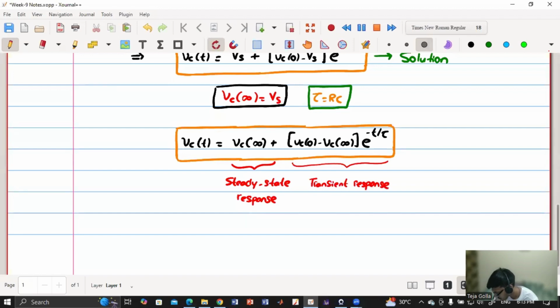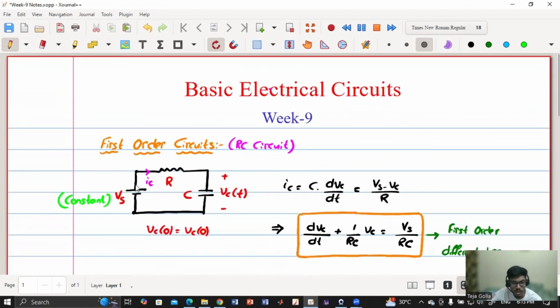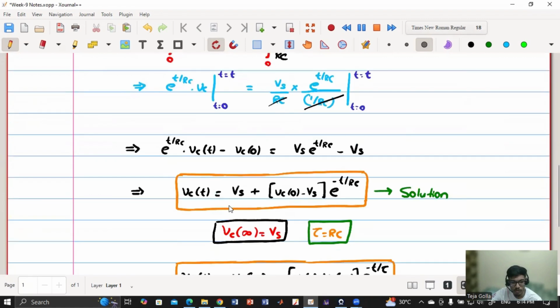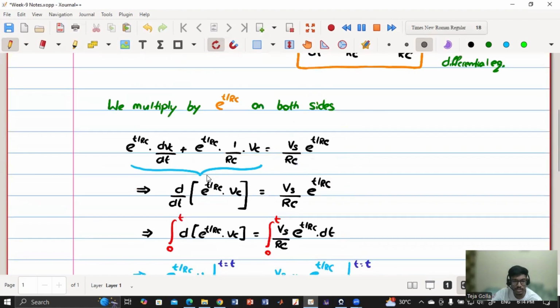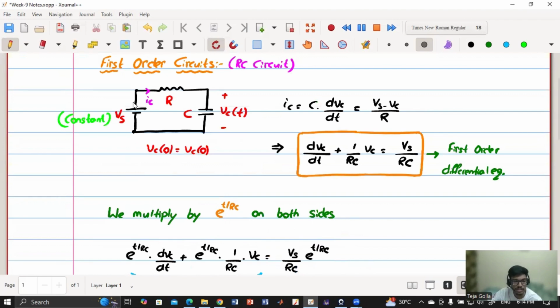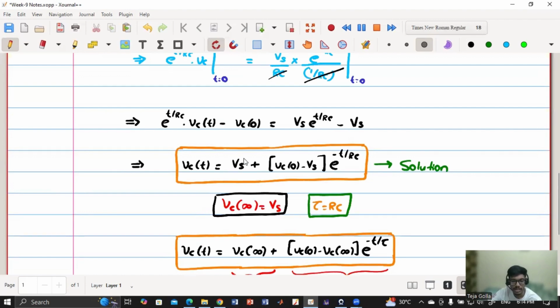Sir, why here are we using Vs equals Vc of infinity? Because Vc of infinity is Vs here, right? Eventually, as time moves to infinity, if this circuit is run for infinite time, Vs will appear across the capacitor. So Vc of infinity is Vs. Similarly, if you do it for IL, you will get IL of infinity. So this is more generic. For this particular case, you are getting Vc, which is the same as the supply voltage. But if it is a complicated circuit, here you will not get Vs. You will get the capacitor's infinite time voltage.